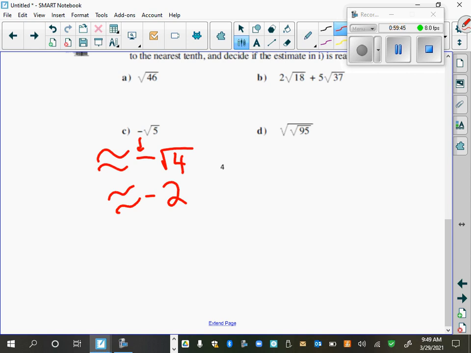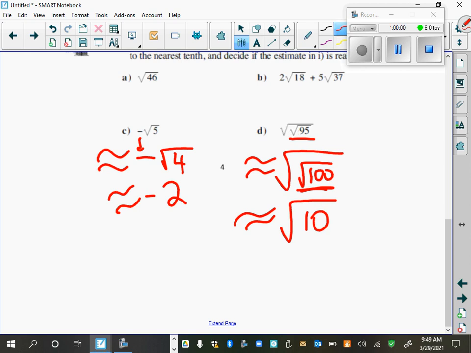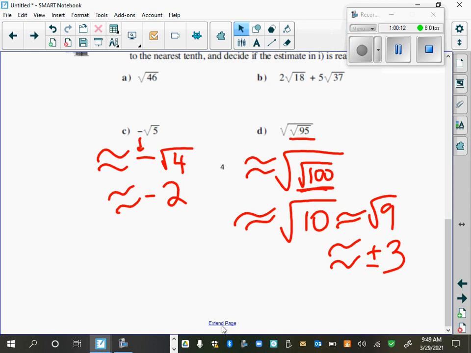And then this one is approximately equal to, let's do the radical 95 first. The square root of 95 is closest to the square root of 100. Good job. What does that equal? 10. And now we do it again. What's the square root of 10 closest to, everyone? The square root of 9. So that's approximately equal to positive negative 3.